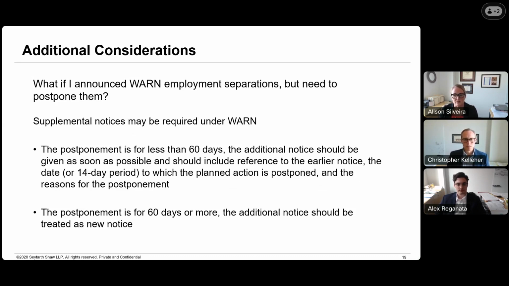So the DOL's applicable regulations address postponement of previously announced closing dates. If a closing date is extended more than 14 days after the initially planned date, but is for less than 60 additional days, you can provide a supplemental notice, which would just let the impacted employees know of the postponement and the reasons for postponement. But if the date is extended for more than 60 days, the additional notice should be treated like an entirely new notice. Next slide.